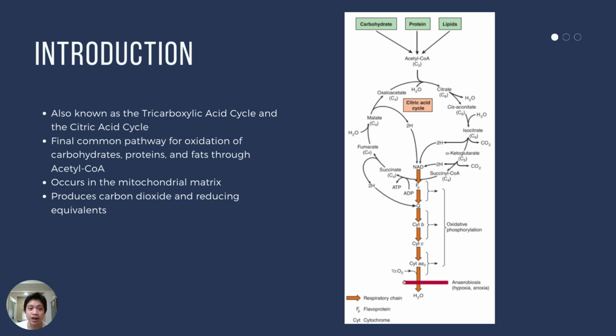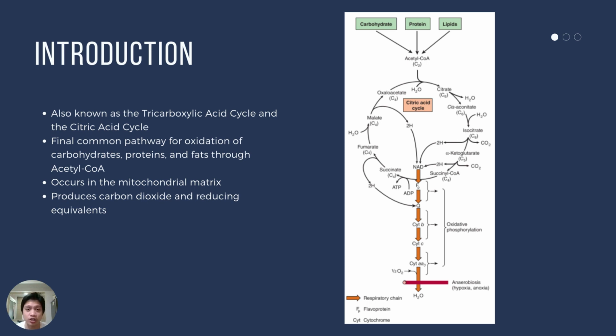The Krebs cycle is the final common pathway for the oxidation of carbohydrates, proteins, and lipids or fats, which eventually form acetyl coenzyme A, which is then catered by the Krebs cycle and oxidized. The Krebs cycle occurs in the mitochondrial matrix, which is the liquid portion of the mitochondrion, the innermost portion of the organelle. At the end of the day, the Krebs cycle will produce carbon dioxide and reducing equivalents.